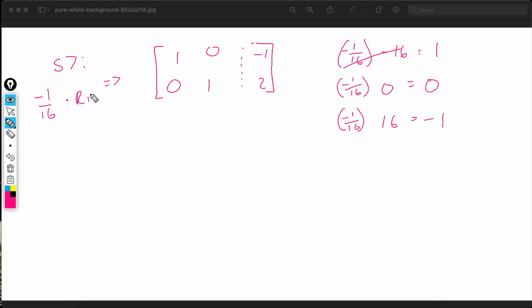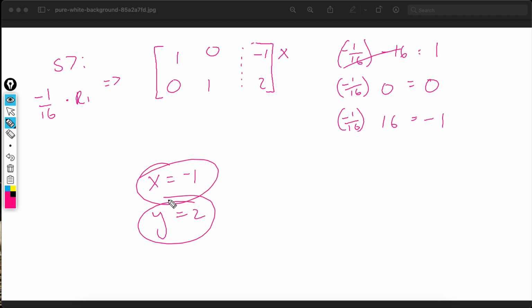So this is our step 7. We have 1, 0, negative 1, 0, 1, 2. So we've established that our x is negative 1, our y is 2 from earlier, and we solved everything.